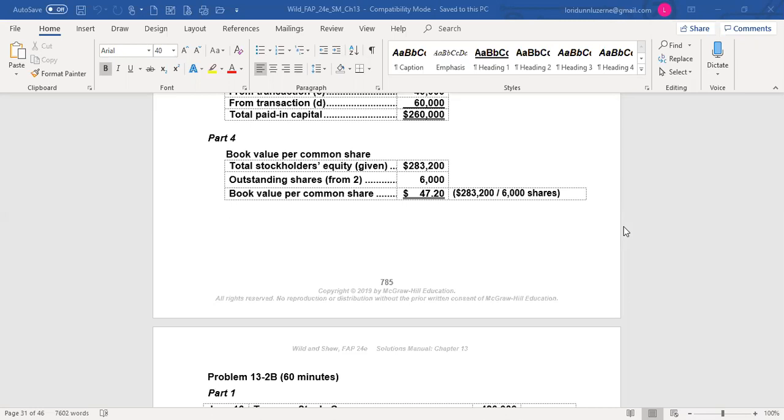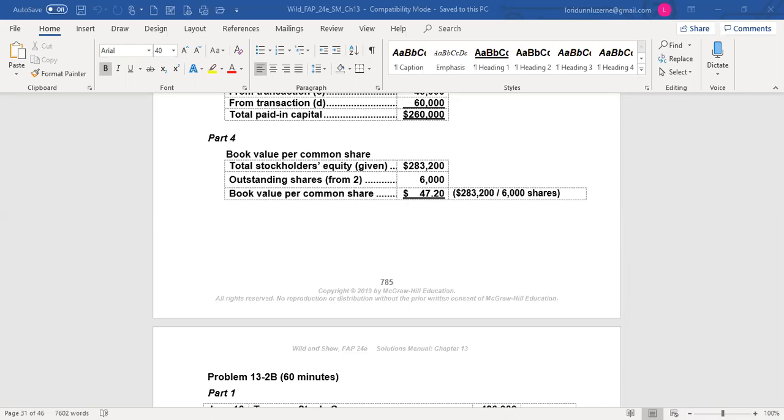They completed the following transactions related to stockholders' equity during 2019. So the first step we're going to do is prepare a journal entry to record each of the transactions. This is a great review of a lot of the concepts we already discussed.